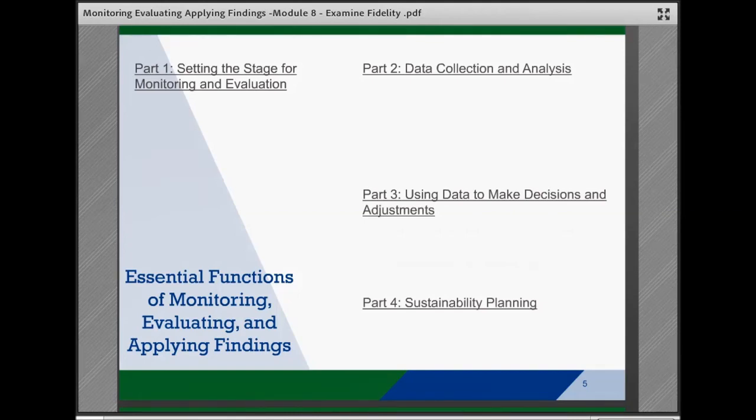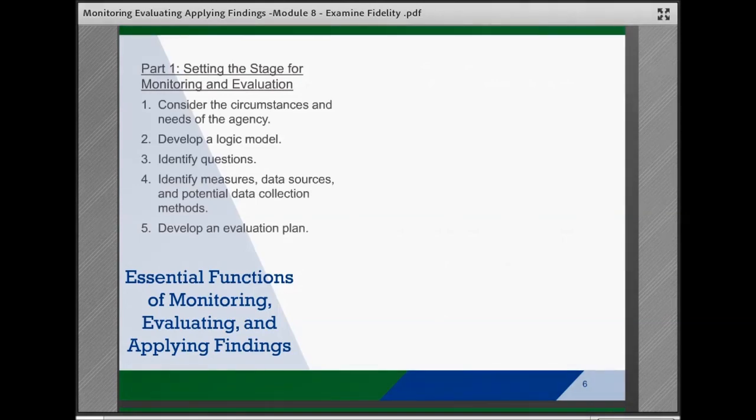The Monitoring, Evaluating, and Applying Findings brief is broken down into 4 parts and 11 essential functions or tasks. It's important to remember that while the steps are presented in a linear way, in practice, often these steps will overlap and be revisited as teams continue to monitor, evaluate, and apply their findings over time.